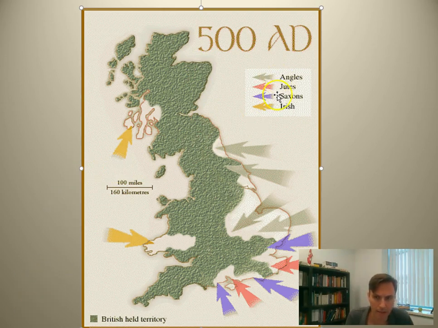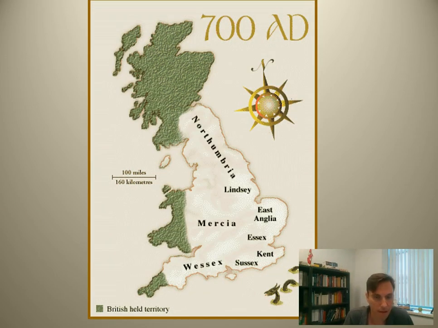So obviously the Angles and the Saxons were two different tribes, and they got merged together to refer to as the Angles and Saxons. The Jutes, who knows what happened to the Jutes? Fast forward a couple hundred years.